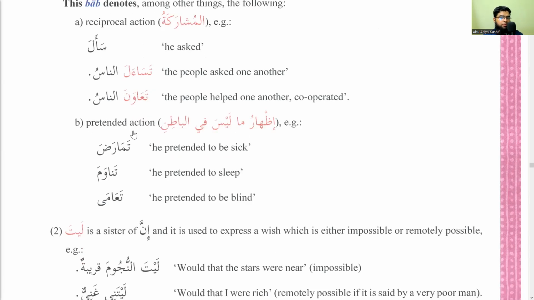Another meaning, pretending. They thought, let's create for pretending also. Like baka is to cry, right? Let's use form 6 for tabaka, to pretend to cry. Idharu ma laysa fil batin, right? Showing apparent what is not inside, batin, inside, your emotions and all that. Like tamarada. Marida is to fall sick, but he is pretending to fall sick. So they created a verb for it, tamarada.